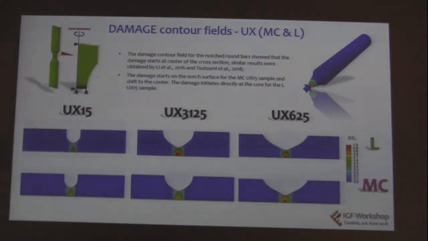For the smaller notch radius, there is a combined effect of plastic strain and stress triaxiality. At the beginning, the damage starts on the surface due to the effect of the plastic strain, but then it shifts into the core of the bar due to the effect of the stress triaxiality.